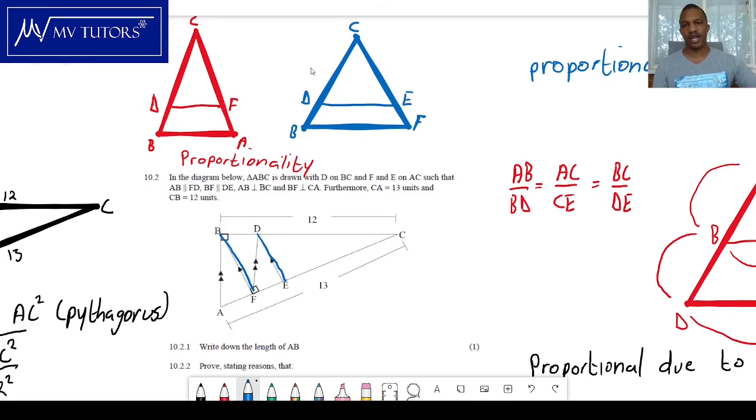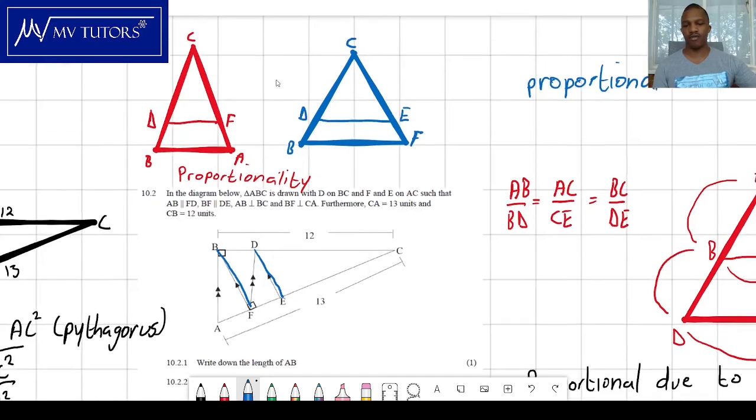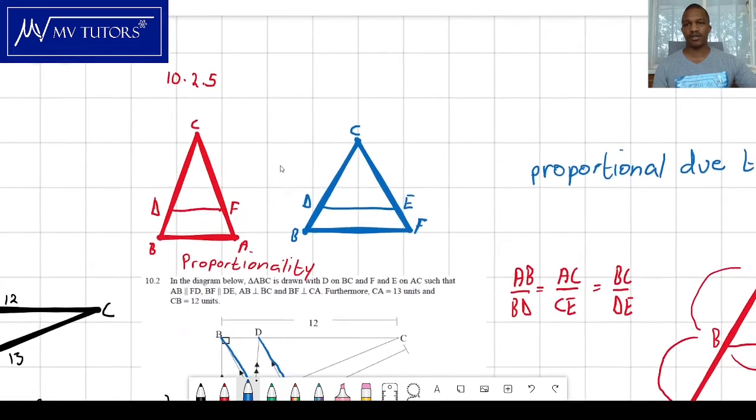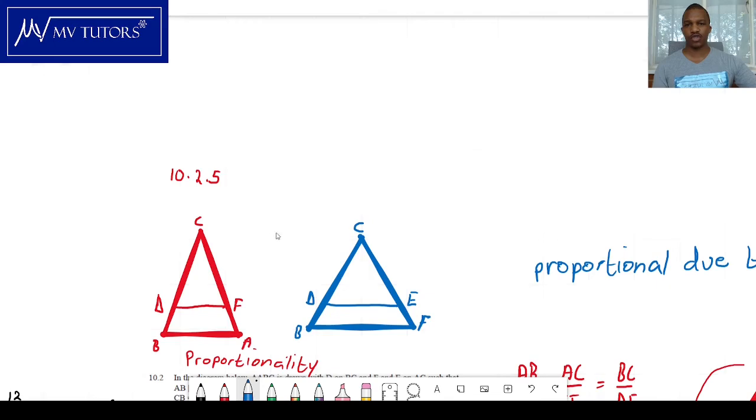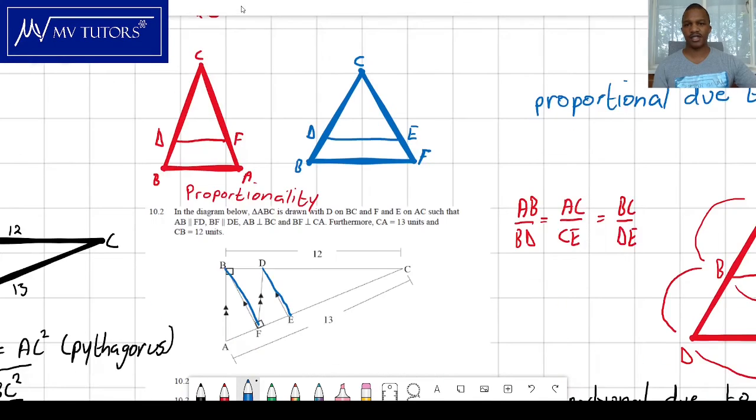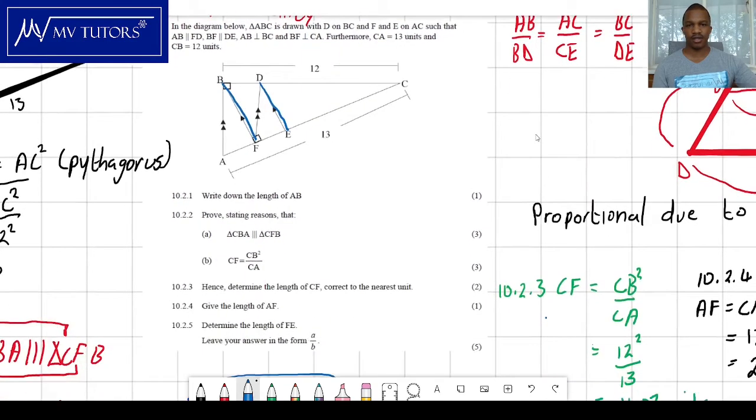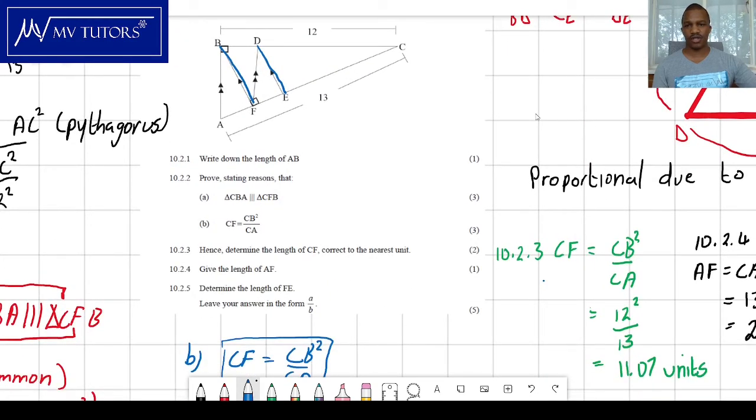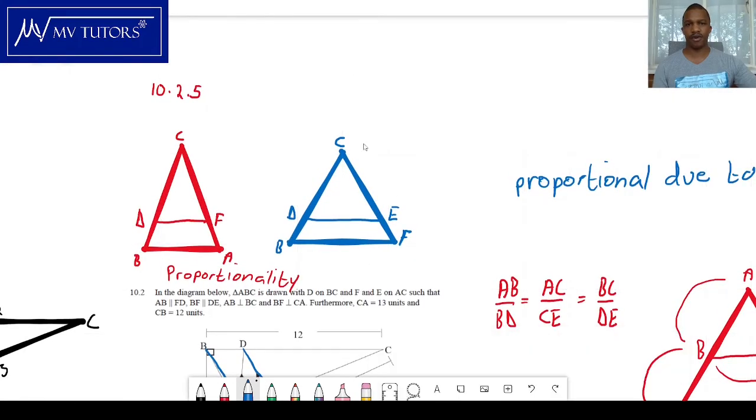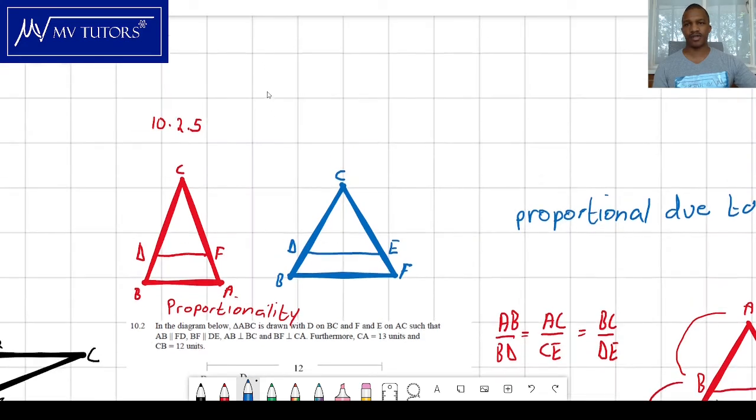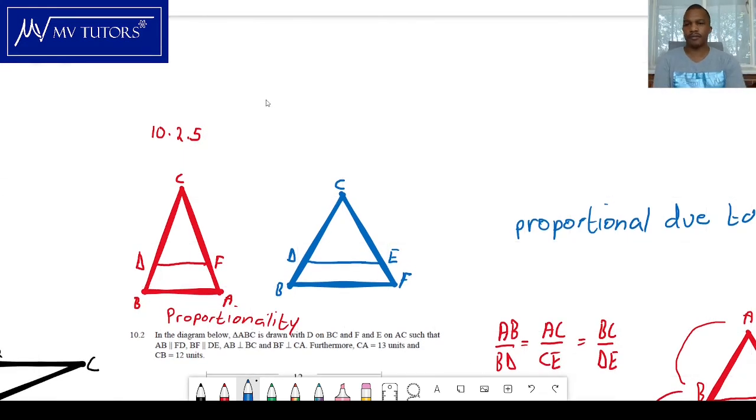So that's what I need in order to solve this question. My two triangles, and the question that I've been asked is determine the length of FE. So I'm looking for FE. Let's start here.